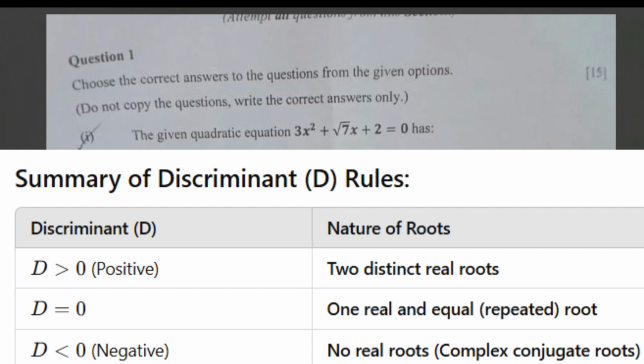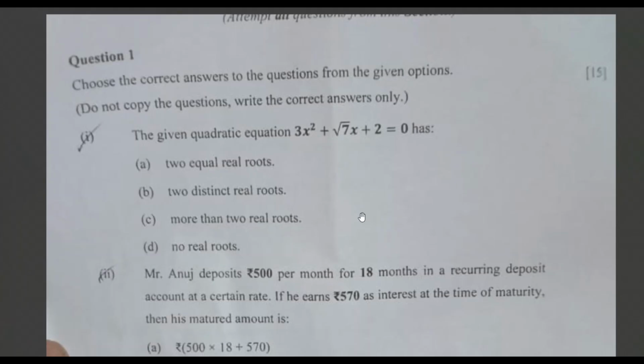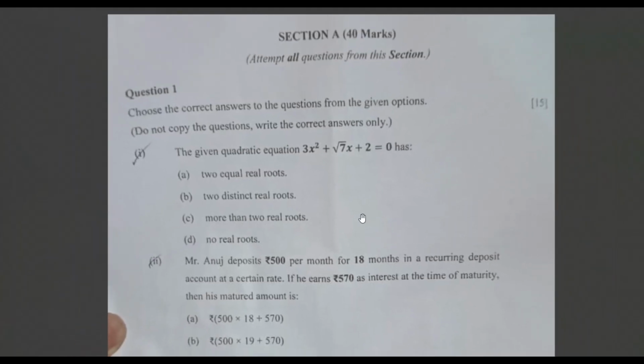So let's find D. D equals b square minus 4ac. Here b is root 7. So b square means 7, minus 4 into 3 into 2. That is 7 minus 24. That is a negative number. So this is not real. Come to the second part.